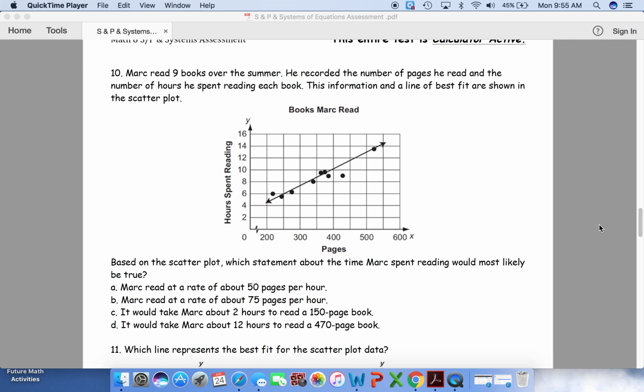A, Mark read at a rate of about 50 pages per hour. B, Mark read at a rate of about 75 pages per hour. C, it would take Mark about 2 hours to read a 150-page book. D, it would take Mark about 12 hours to read a 470-page book.